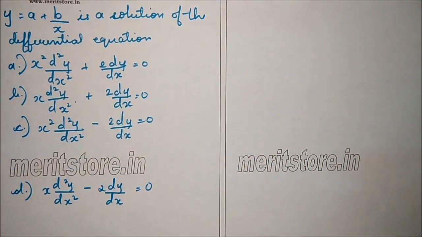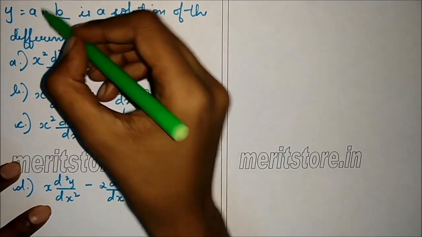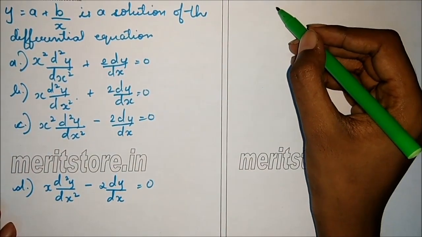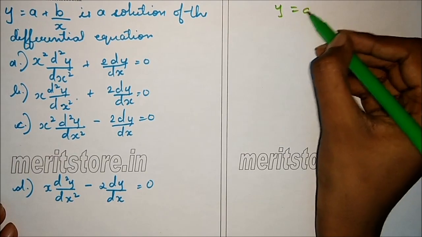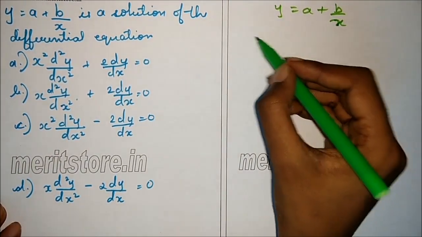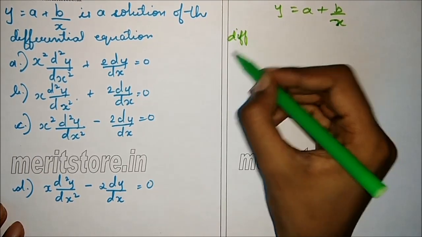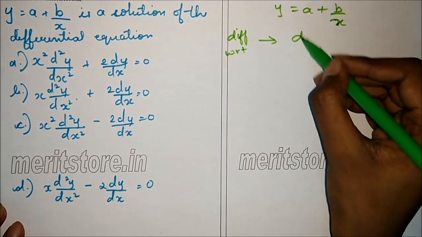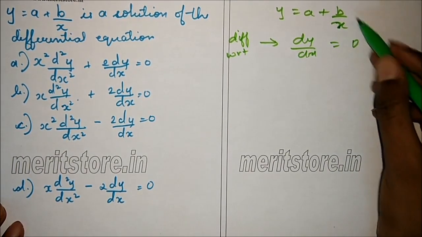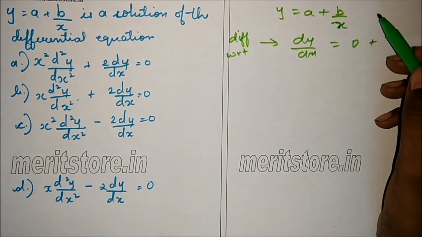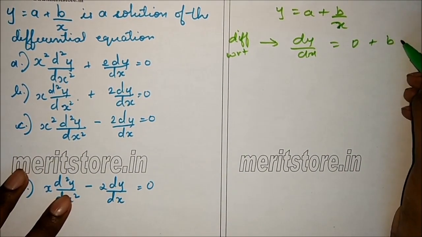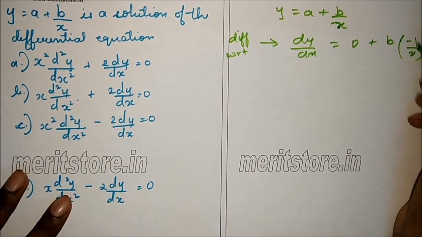Now here again we have to find the differential equation for the solution y equals a plus b by x. So given is y equals a plus b by x. So first step is differentiation with respect to x. So this will be dy by dx. A is a constant, so this will be 0, plus differentiation of b into 1 by x is b into minus 1 by x square. So b into minus 1 by x square.